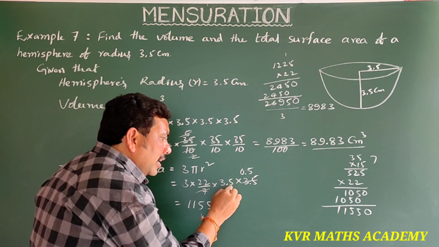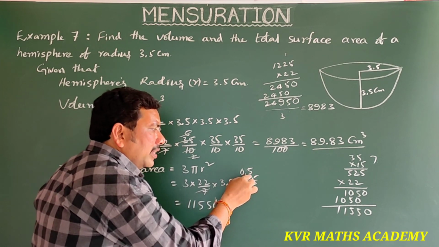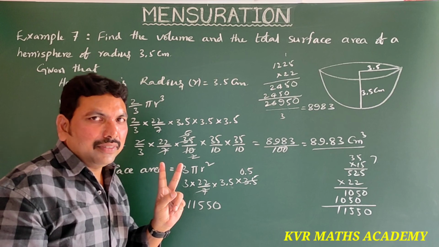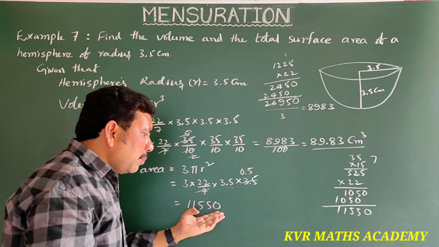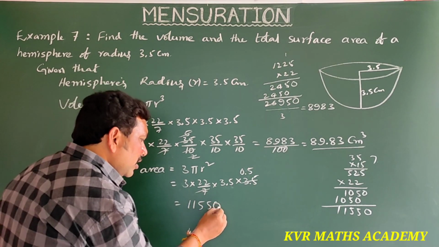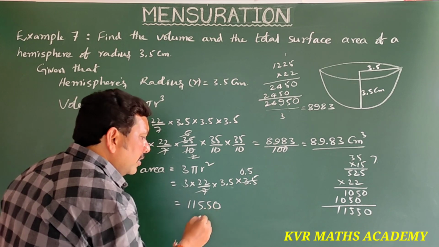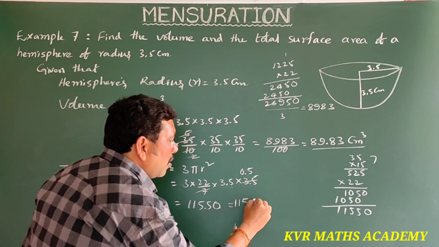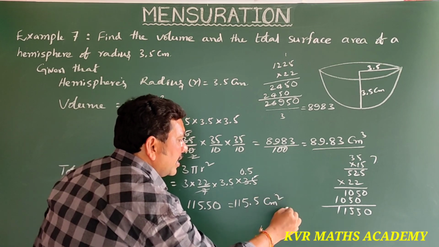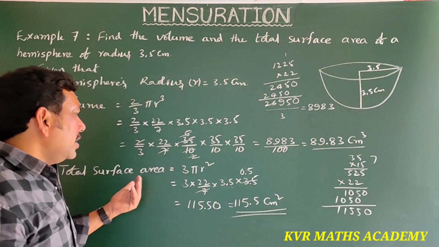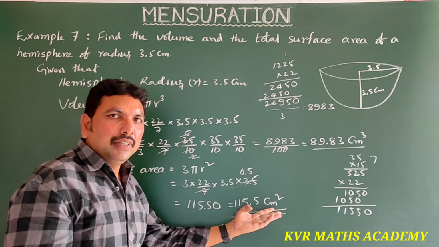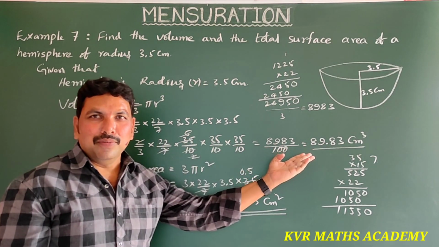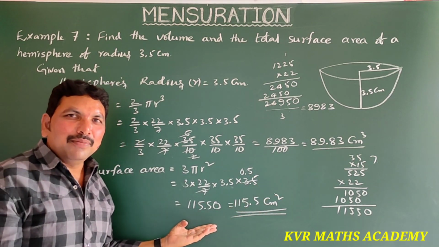Observe carefully. After the point there is one digit. Here after the point there is another digit. Totally 2 digits are there. So that's why we have to keep the point before 2 digits. So that is equal to, final answer is 115.5 centimeter square. Here area means square only. Units with square. Volume is units with cube. Understood clearly this one?